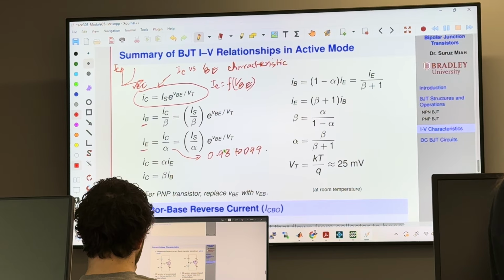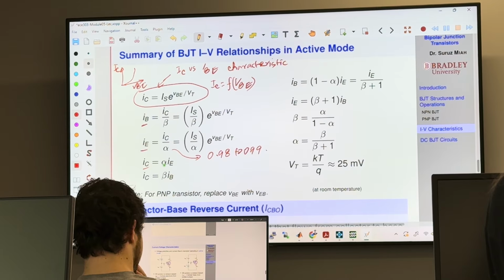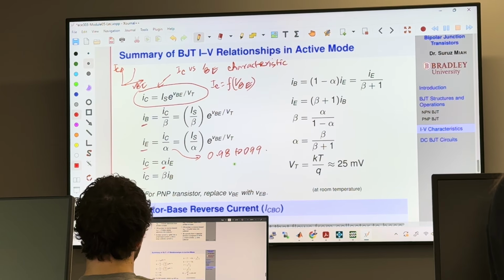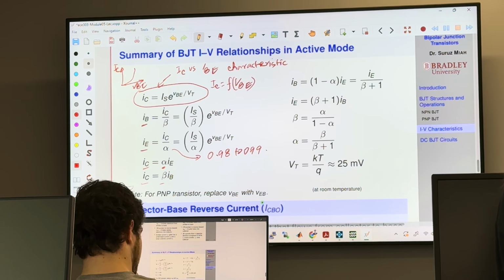0.97 to 0.99. IC and IE, as you can see, almost all the collector current goes to the ammeter, but because of the small base current, this alpha is close to 1, but not exactly 1. And IC equals beta IB. So I have just summarized all these equations.